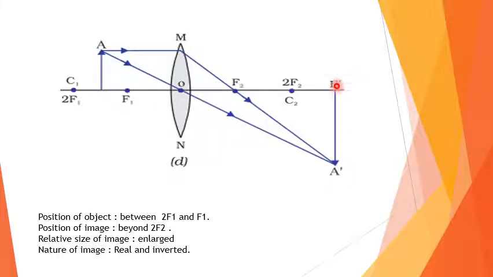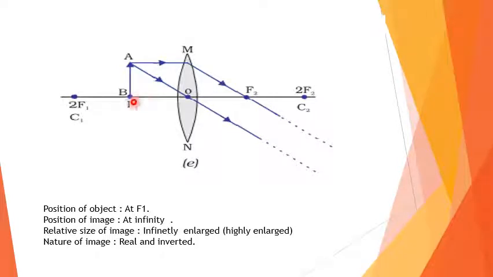And you see the image is quite big now. So where is the image? First of all, it is beyond 2F2. As the object is coming closer, the image is going far away from the lens. If you see all the ray diagrams, you will notice that here it is at A dash B dash, and it is big, enlarged. How is the size? Enlarged, and it is again real and inverted.